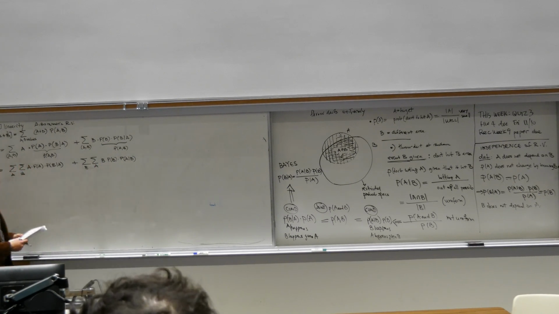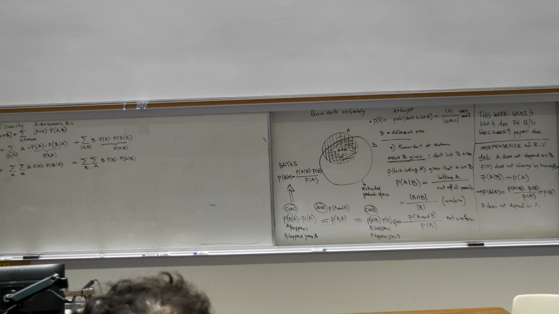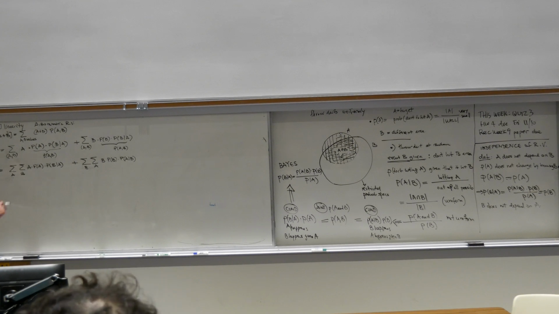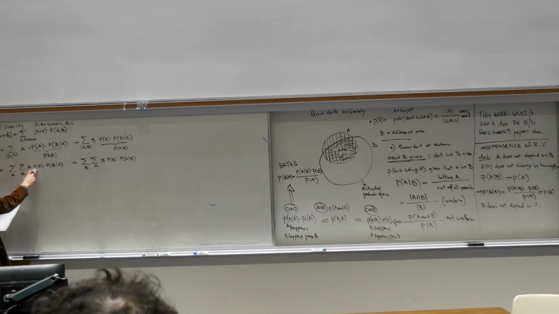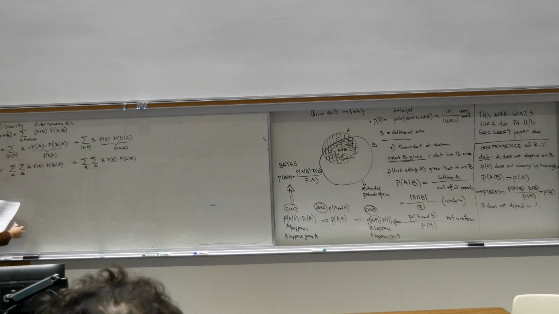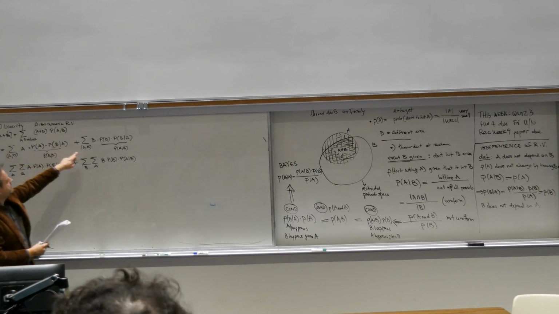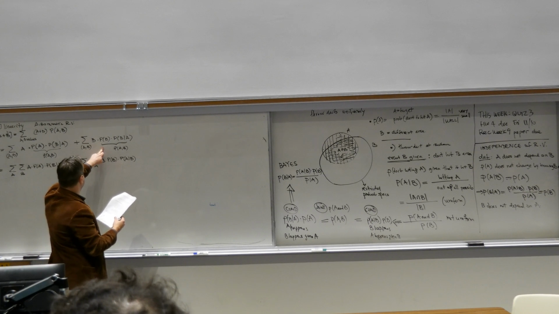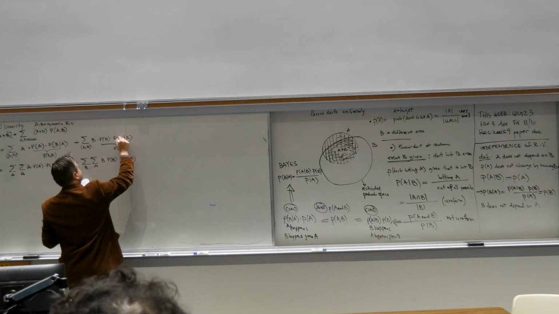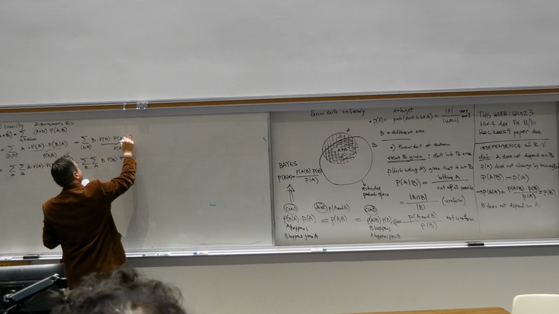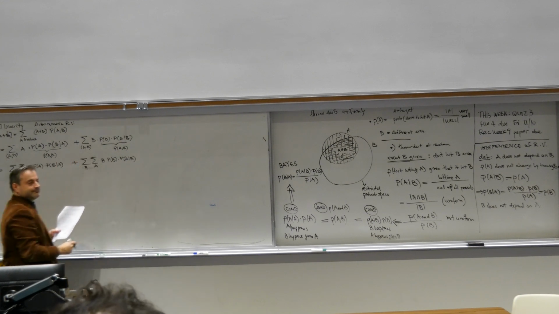Shouldn't in the second line it be probability of A given B, not B given A? Right, because the term is the same as before. Right, but in the second term, the second sum to the right. That's the probability of A given B, I think.